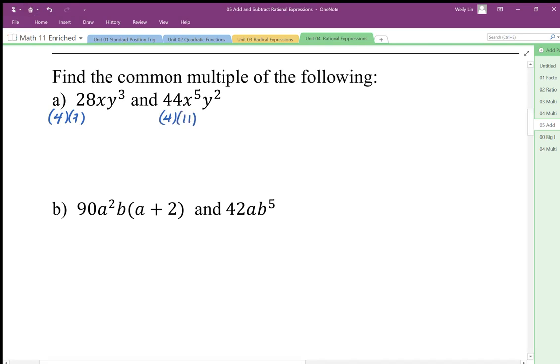So 28 is missing a factor of 11. The 44 is missing a factor of 4. So when we do 4 times 7 times 11, that's 308. That is the lowest common multiple of the numerical parts here.